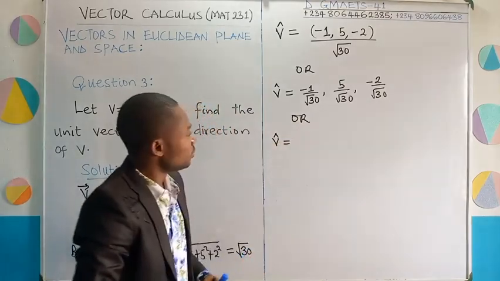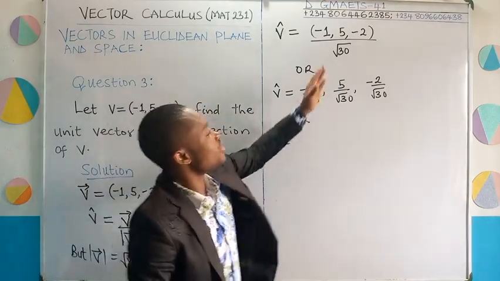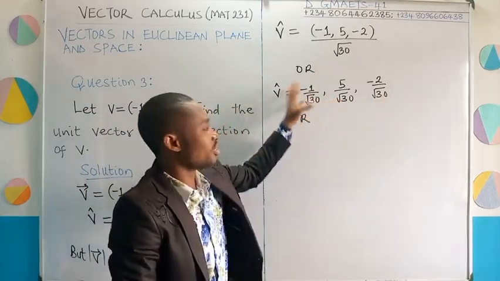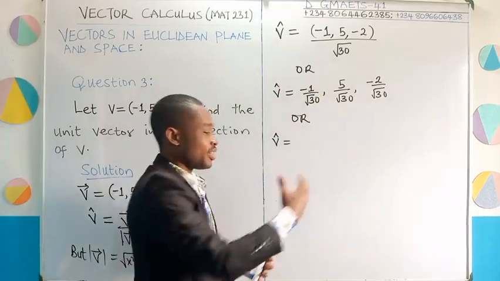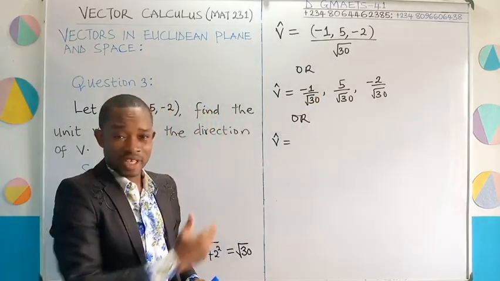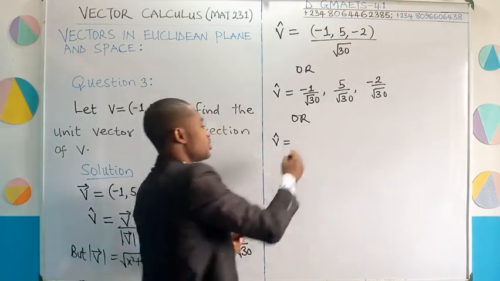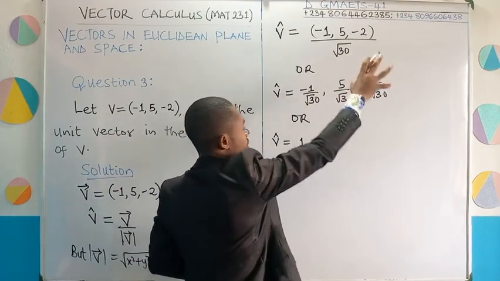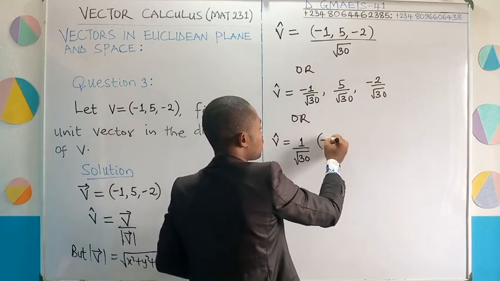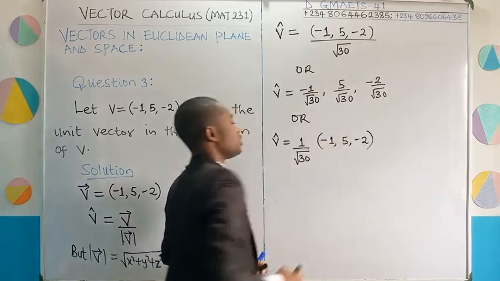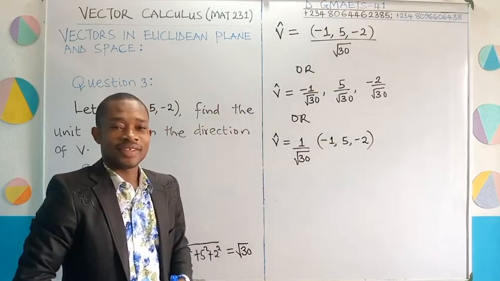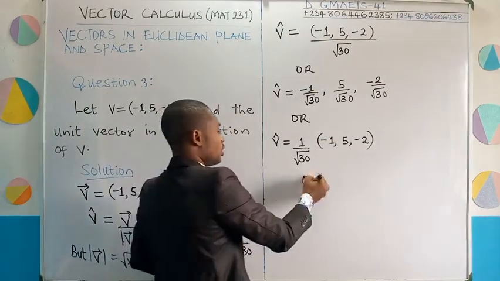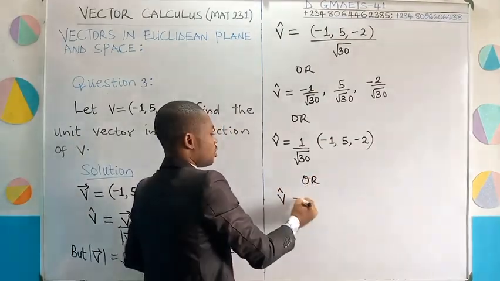Unit vector v. Now, since all the denominators, each of them is root 30, I can factorize that root 30 out. Pulling it out, it will come as 1 over root 30. And then I will enclose the numerator in brackets, just exactly the way it was given to us in the question.